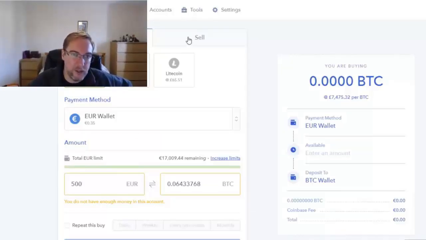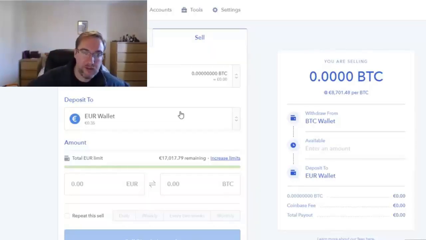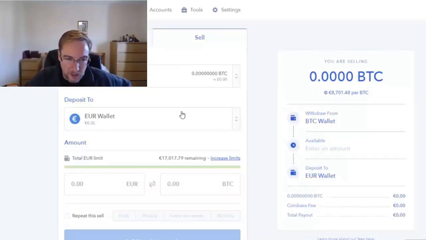What you can then also do is sell your Bitcoin or other cryptocurrency. Again, you can only buy and sell at this present moment in time Bitcoin, Ethereum, and Litecoin. If you want to look at buying other cryptocurrencies, you'll have to look at our other videos that will be after this, and we can explain how you can buy and sell other cryptos.